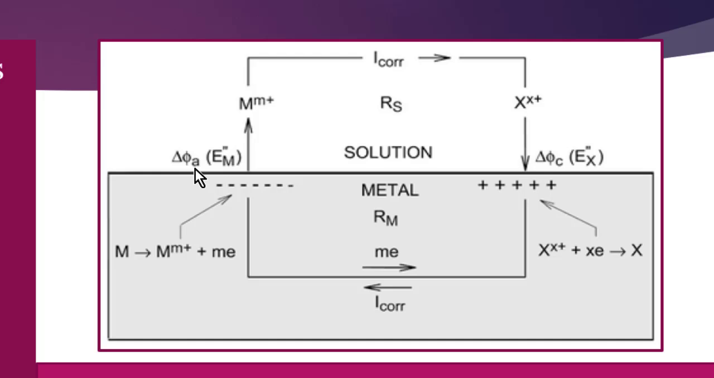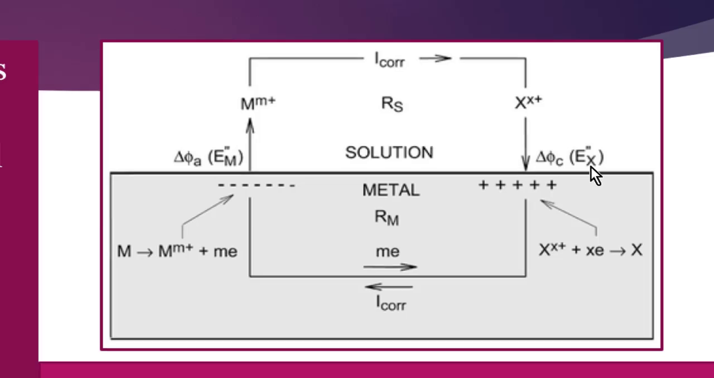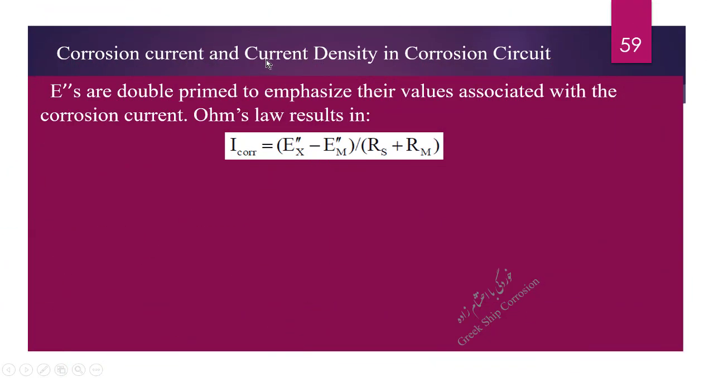Delta Va and delta Vc. Delta Va relates to E double prime m and delta Vc relates to E double prime x. Corrosion current and current density in corrosion circuits. E double primes are double primed to emphasize their values associated with the corrosion current.